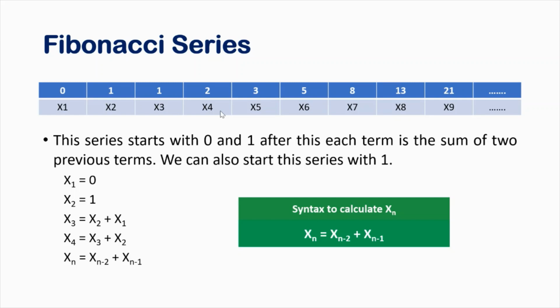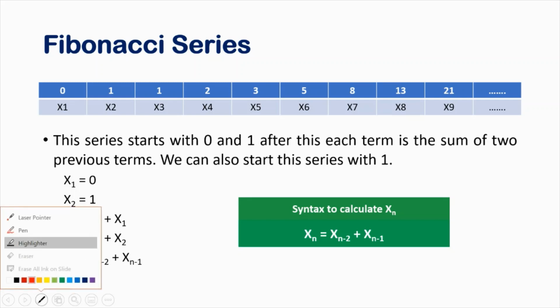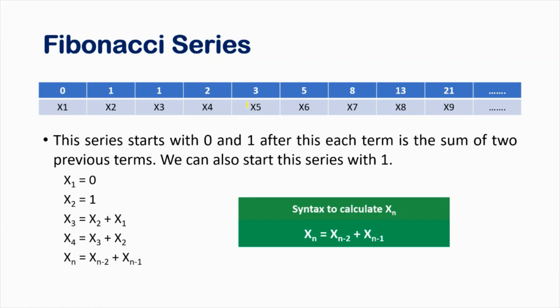So what will be the Fibonacci of the fifth number? The same formula is applied again here. The Fibonacci of the fifth number will be the sum of the Fibonacci of the fourth number and the Fibonacci of the third number. So adding 2 plus 1, we get 3. The Fibonacci value of the fifth number will be 3.